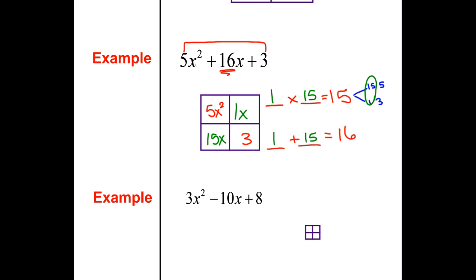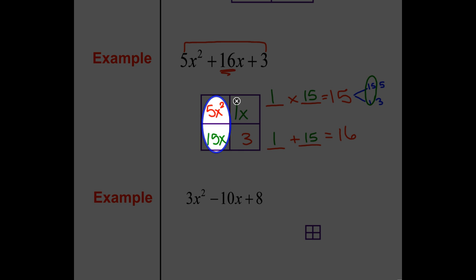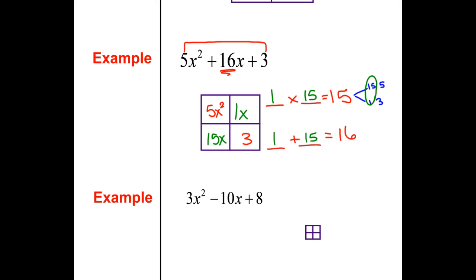Now I'm going to look at each piece and figure out the greatest common factor of each piece. So I'm going to look at this part right there, 5x squared and 15x. What's my greatest common factor there? I'm going vertically, so I'm going to write it above, and we can see that my greatest common factor of those is 5x. Again, I wrote it above because I went vertically.